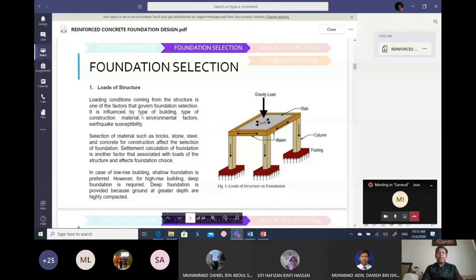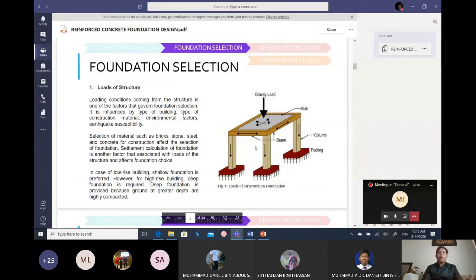It is influenced by the types of building, types of construction material, environmental factors, and earthquake susceptibility. So when you would like to design your foundation, you have to know what structure is on top of this foundation, either a single-story, double-story house, bungalow, or multi-story house, so that you will identify the structure load from the other elements like beam, slab, column, and also gravity load.